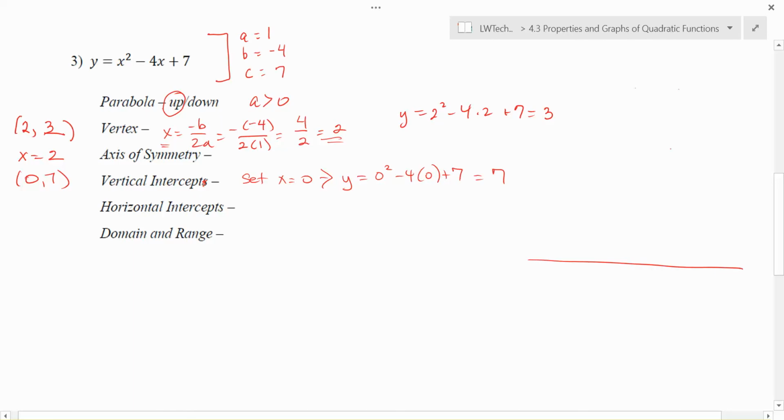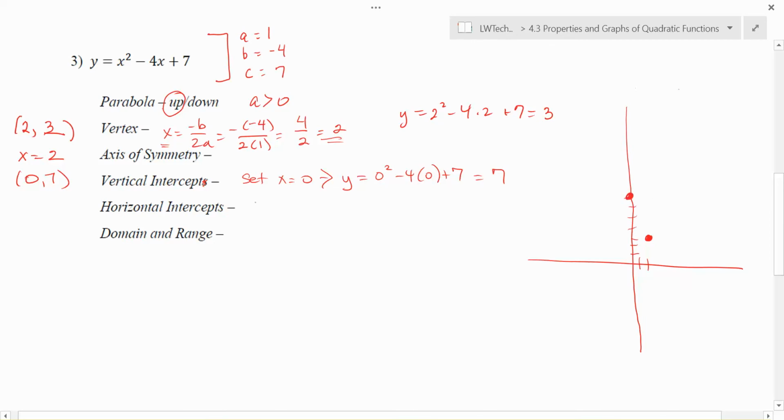You know what, let's go ahead and put some of these points here on our graph and start seeing what's happening here. So my vertex happens at the point 2, 3, so 2, 1, 2, 3, there's my vertex. Vertical intercept is happening at 0, 7. Here's 0, 1, 2, 3, 4, 5, 6, and 7, so there's another point.